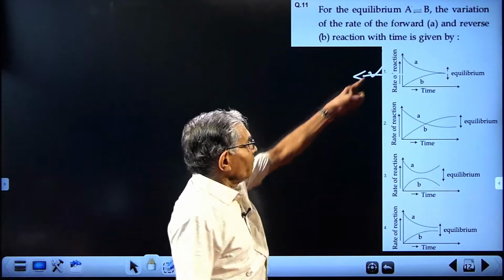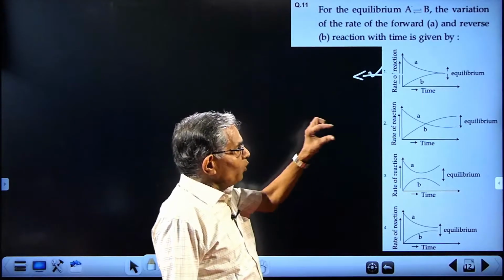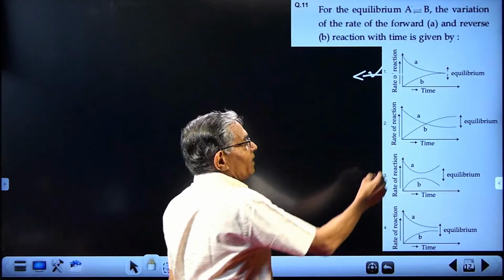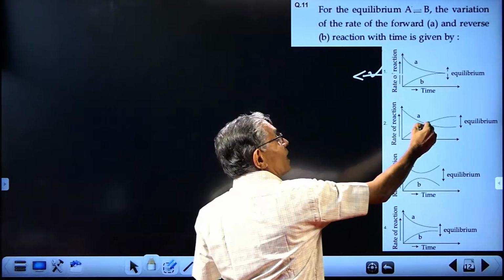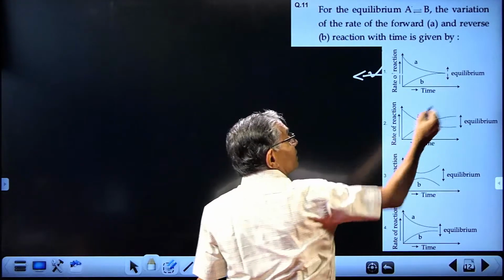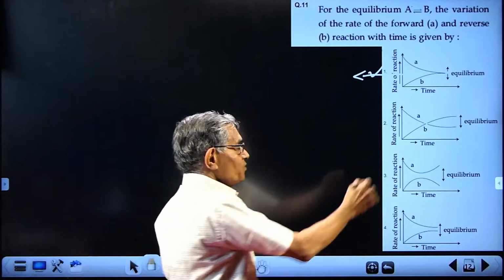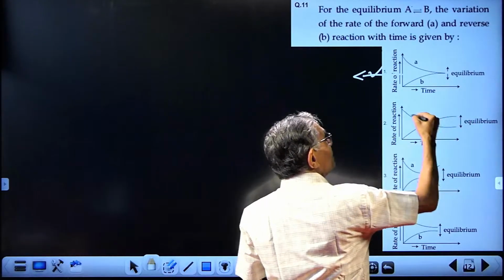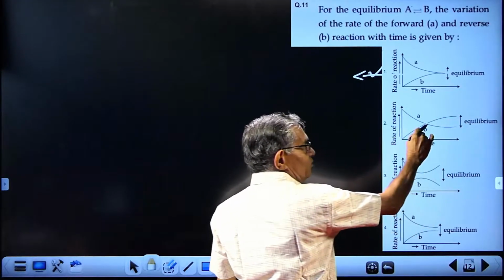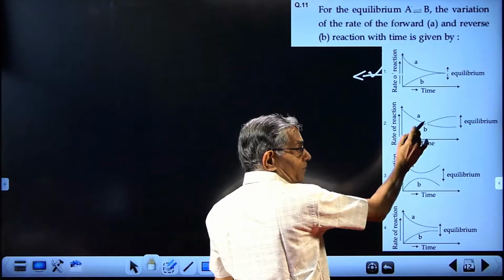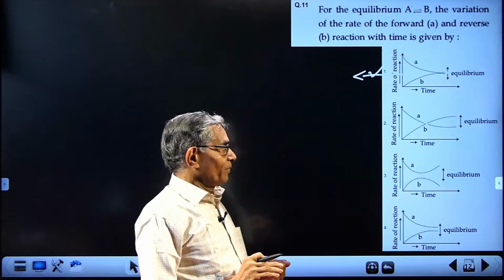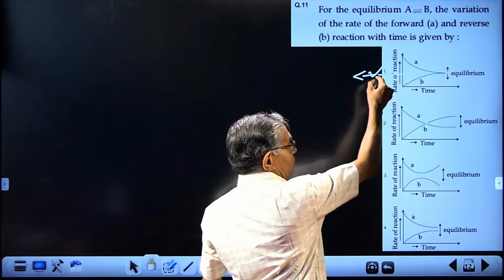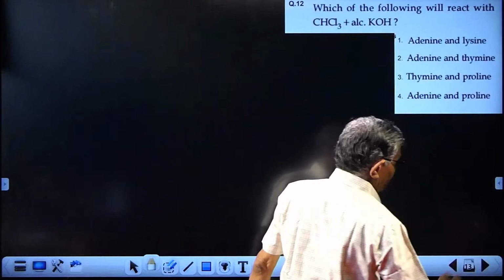At equilibrium, both rates are equal. What is wrong here is, at this point rates are equal, but after equilibrium the rate will not change further. This one will not proceed in this direction and the other one will not go like this. That is what is wrong. Equilibrium is attained, but once equilibrium is attained, the rate will not further increase or decrease. That is what is wrong here. So the answer is option 1.